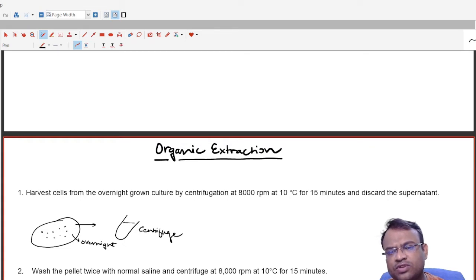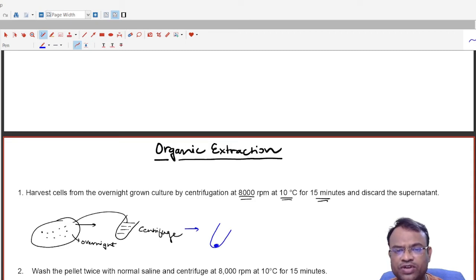You can use a buffer in which you put these cells, and after that you centrifuge it. The centrifugation criteria should be 8000 rpm at 10 degrees centigrade for 15 minutes. After you centrifuge, a precipitate would form at the bottom of the tube, and this precipitate represents your cells.